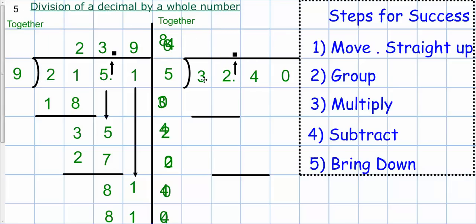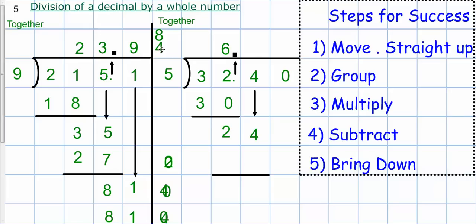Okay. Now I group. How many groups of 5 fit into 32? That's correct, 6. Okay. I multiply. 6 times 5 is 30. I subtract. 32 minus 30 is 2. After I subtract, I bring down the 4.